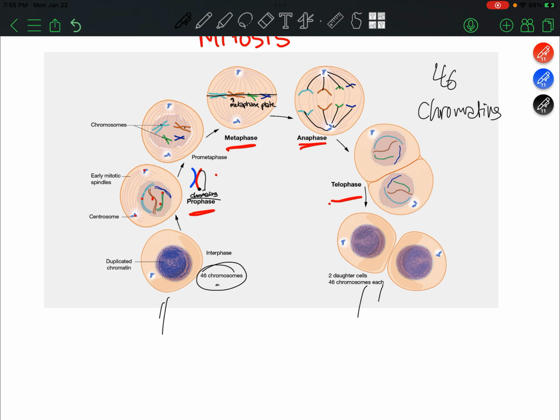Okay. Oh, shucks. Whoa, wait. I'm wrong. I'm completely wrong. I am stupid. Okay. There were 46 chromosomes in total, right? There are 46 chromosomes in total.